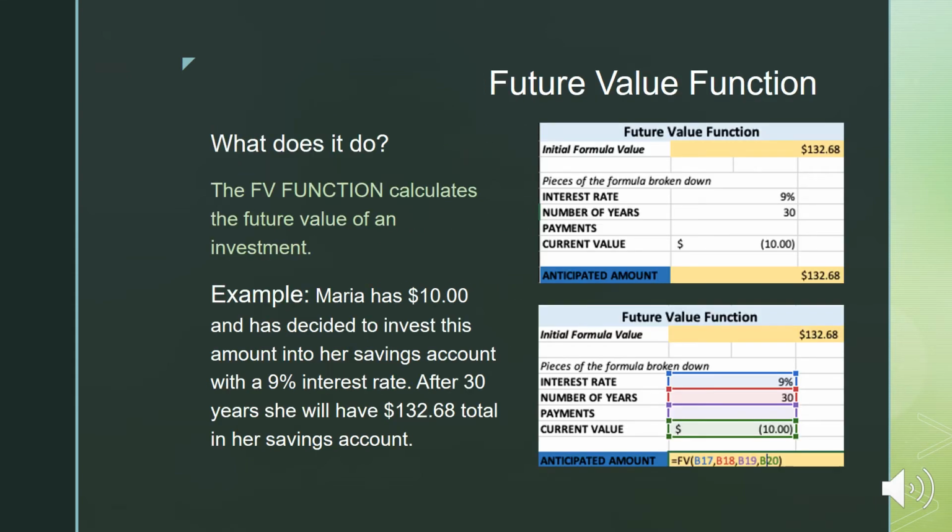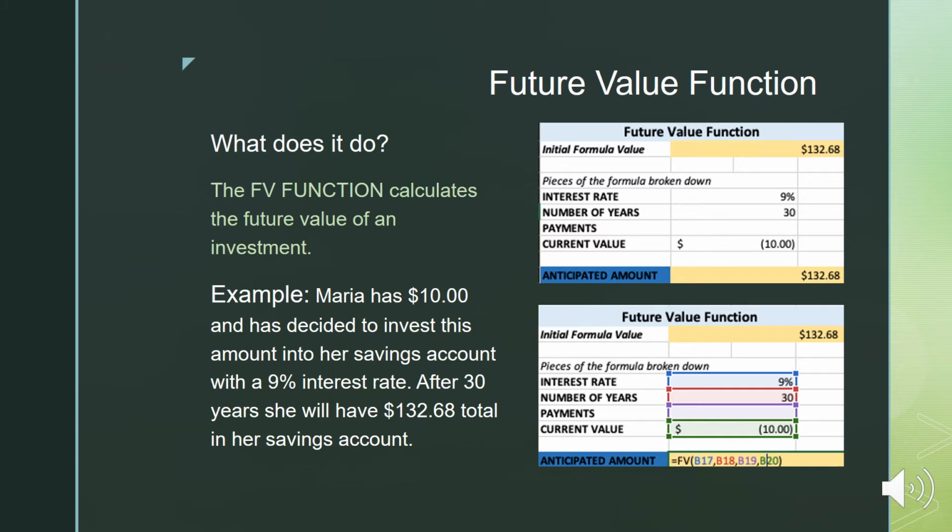So, moving a little deeper into the future value function, what this function does is that it calculates the future value of an investment. An example we have here to explain this a little better is that Maria has $10 as of right now and has decided to invest this amount into her savings account with a 9% interest rate. After leaving these $10 in her savings account for 30 years, she will then have $132 with 68 cents total in her savings account.